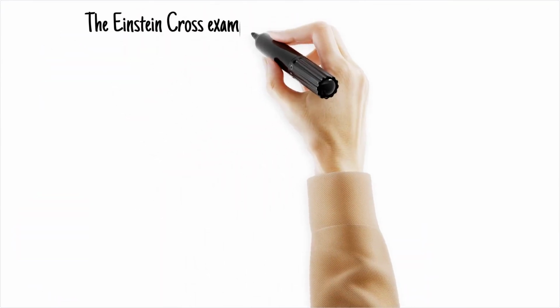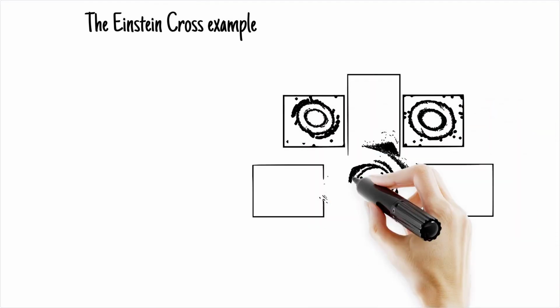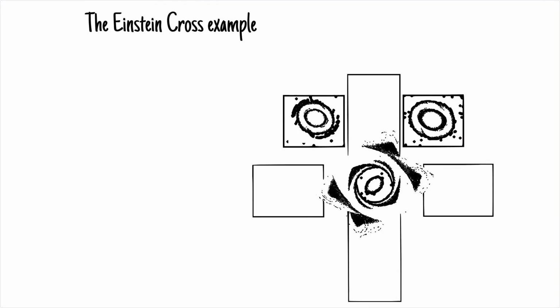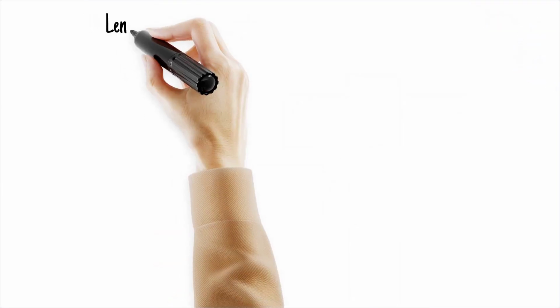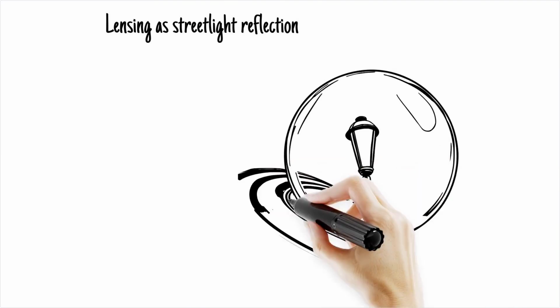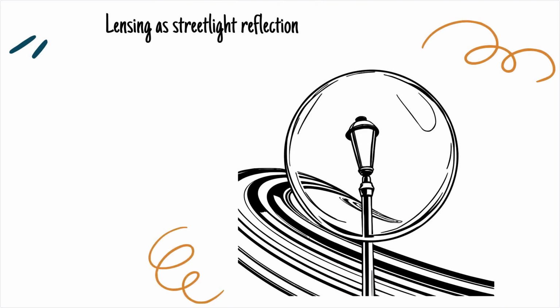Example: the Einstein Cross Q2237+030, a quasar lensed by a foreground galaxy, appears as 4 distinct images of the same source arranged in a cross-like pattern. Analogy: gravitational lensing is like seeing the reflection of a streetlight in a bubble. Depending on your perspective, the light might appear as a ring, arcs, or multiple reflections.